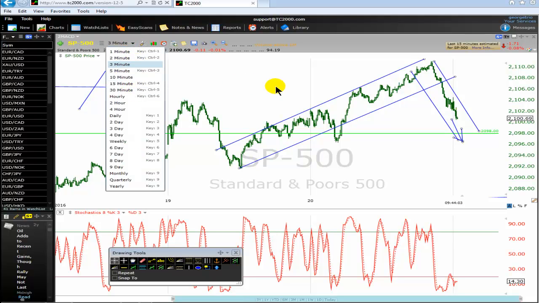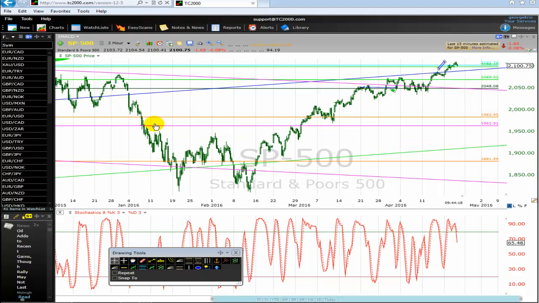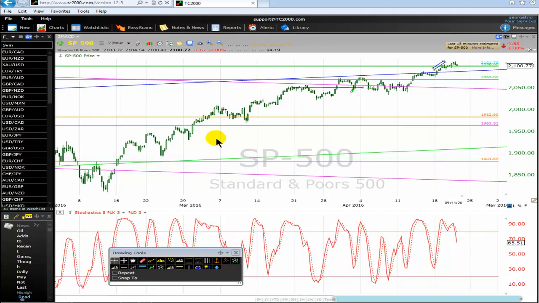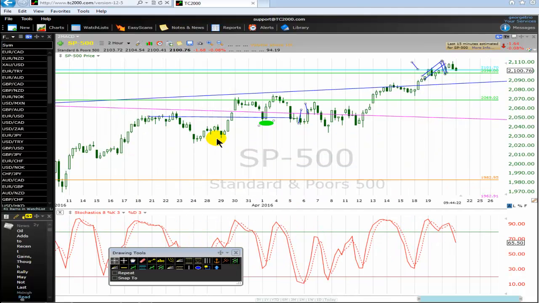I have found a trading setup that is allowing me to look for an opportunity to sell the S&P 500. Bottom line, very simple. Let's go to the 2 hours time frame. I'm a bit lazy today, so I just want to stop on a 2 hours time frame.